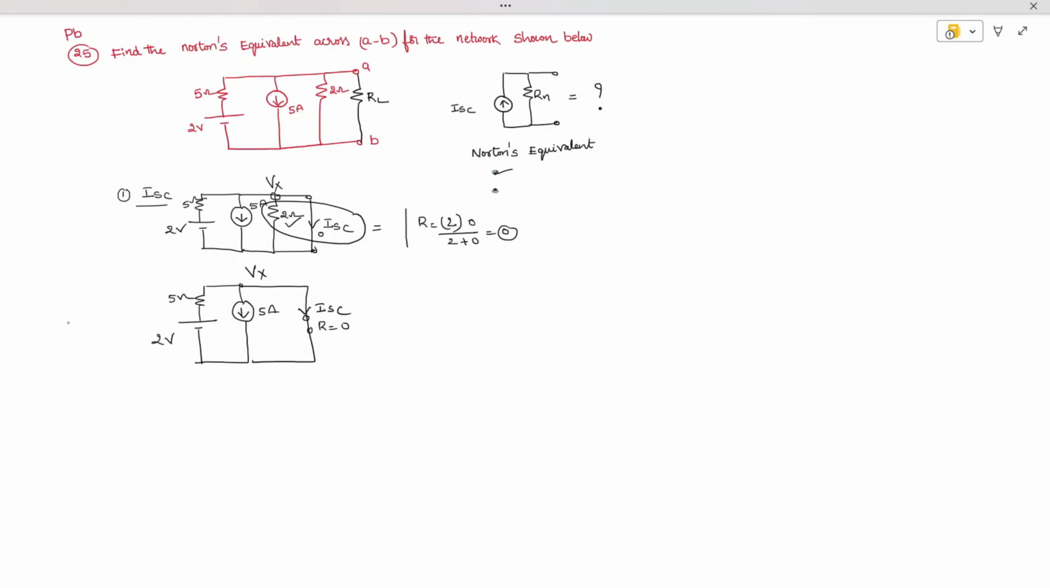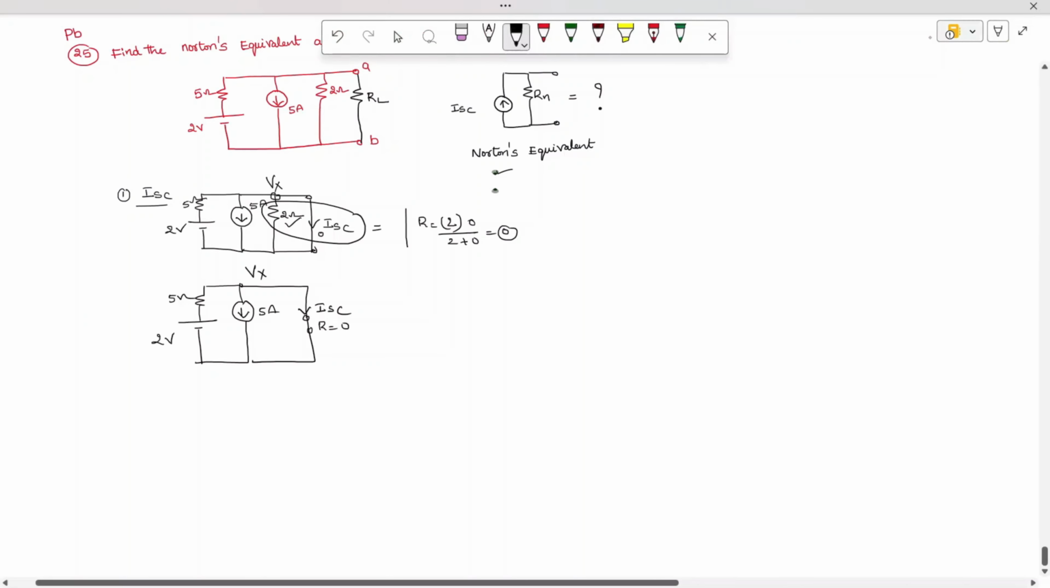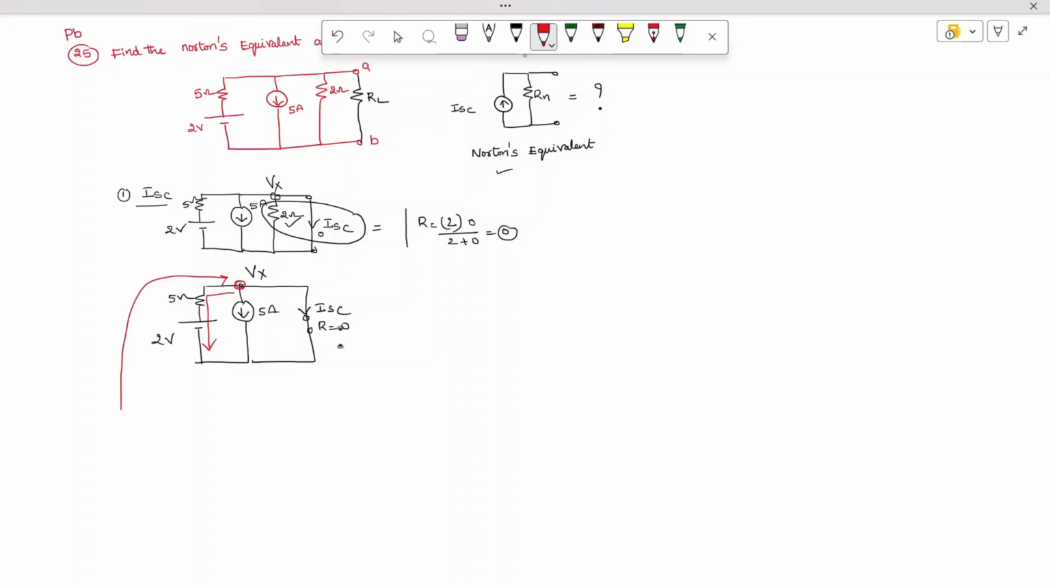How to find out ISC? In this branch the current is flowing like this. In this branch the current is flowing like this. Already current is flowing. So this node is very crucial for us now. To evaluate this, let us apply nodal analysis. Applying nodal analysis is nothing but applying KCL at the node. What is the node we require? At Vx.